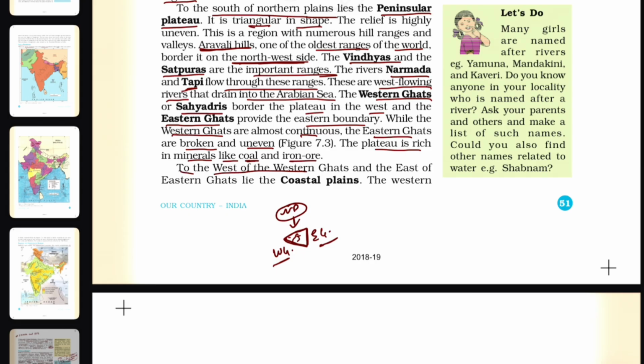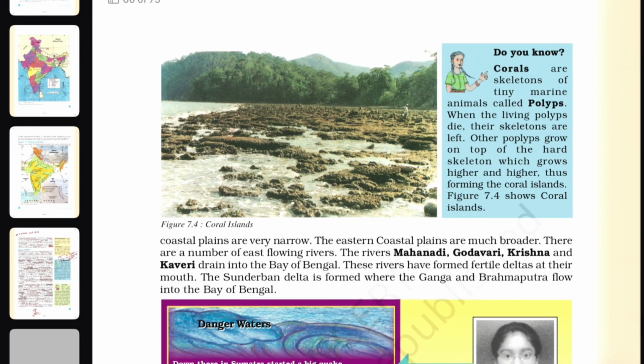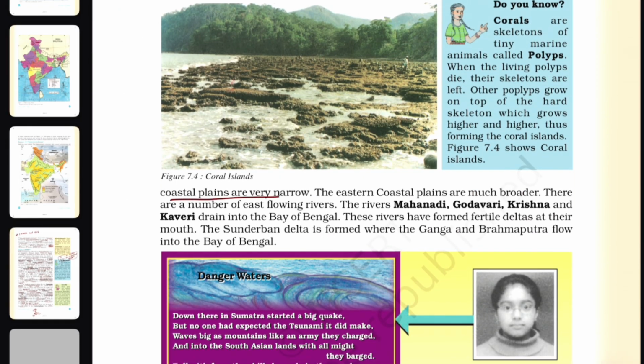Then, to the west of the Western Ghat and the east of the Eastern Ghat lie the coastal plains. If you see, these are our plateaus, these are our Western Ghat, these are our Eastern Ghat. To the west of the Western Ghat there lie the coastal plains, which are suitable for growing plants and crops. East of the Eastern Ghat it is also coastal plain. The western coastal plains are very narrow. The eastern coastal plains are much broader.